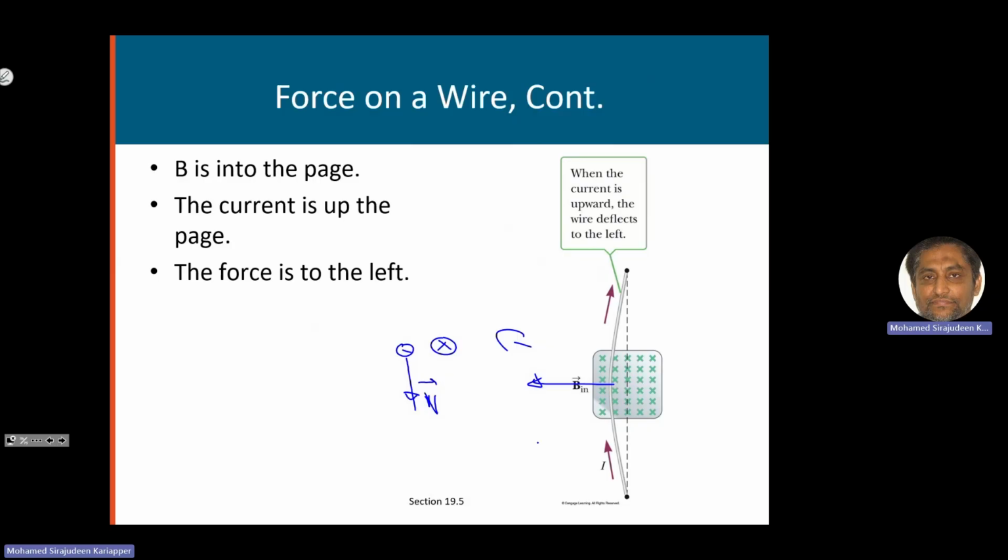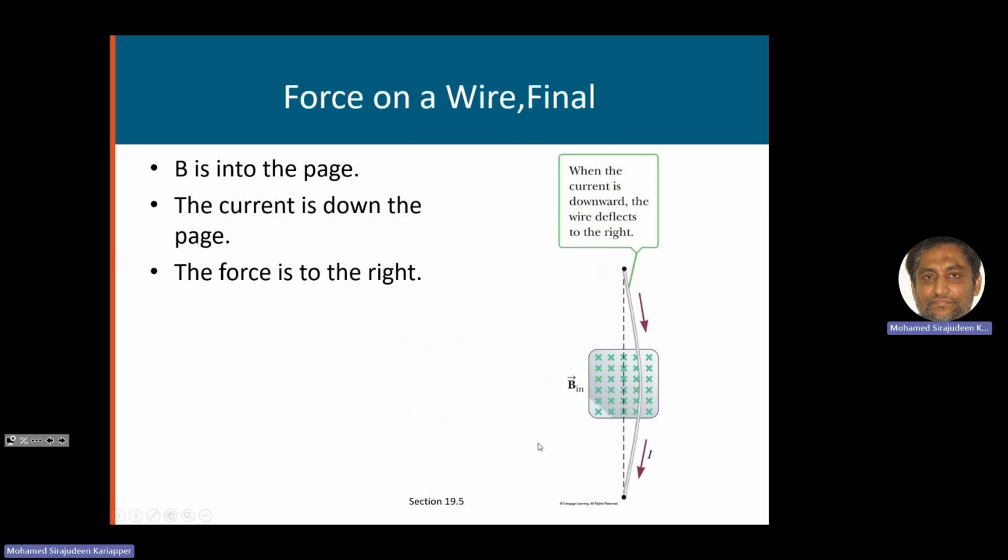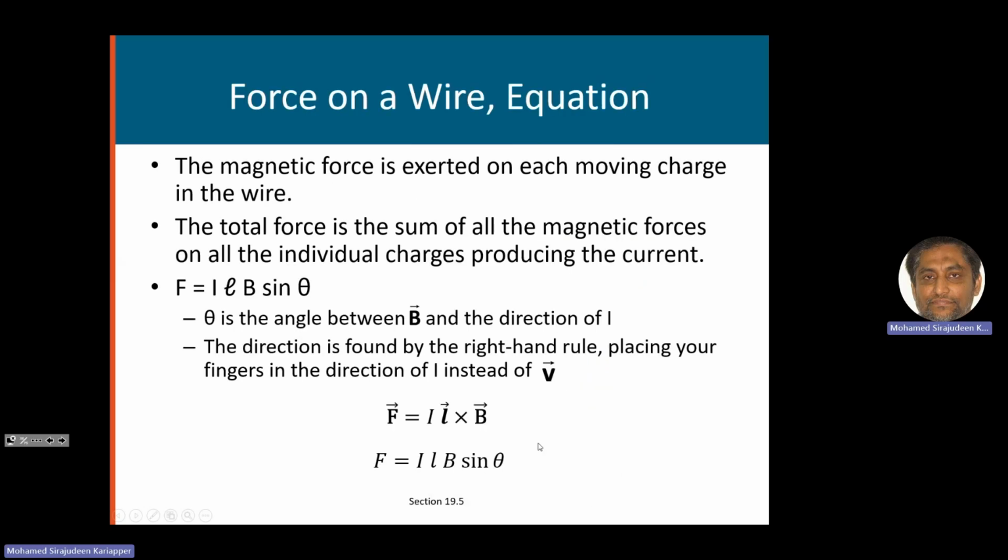So we verified that's correct, that's what happened. Now what if I switch the direction of the current? We'd expect the force to be to the right. Okay, so we don't have to go through that. So you see, when you do the experiment, that's what we get. Right, now good, very good. Can we get an equation for this current carrying wire?